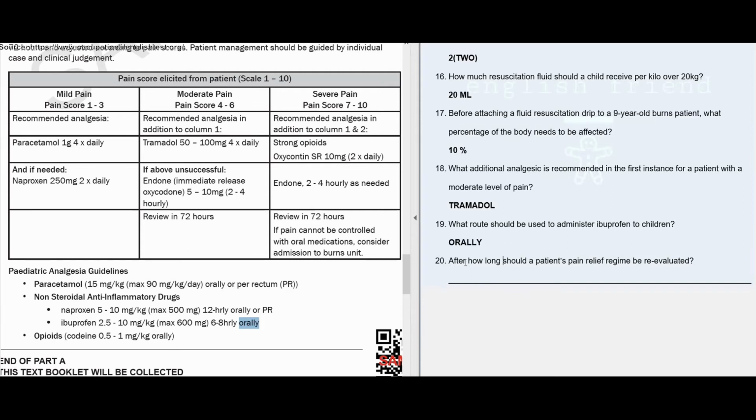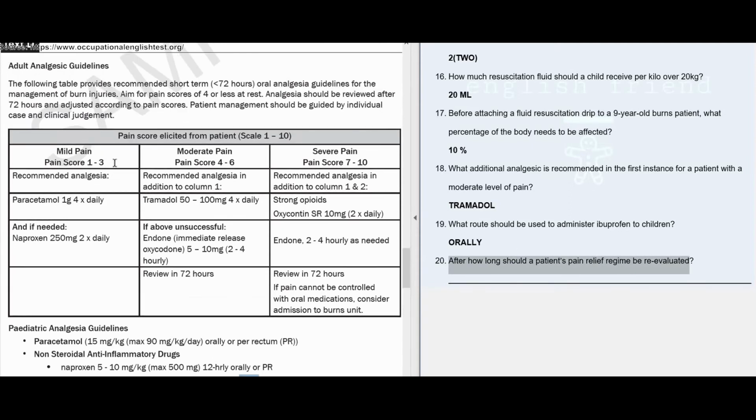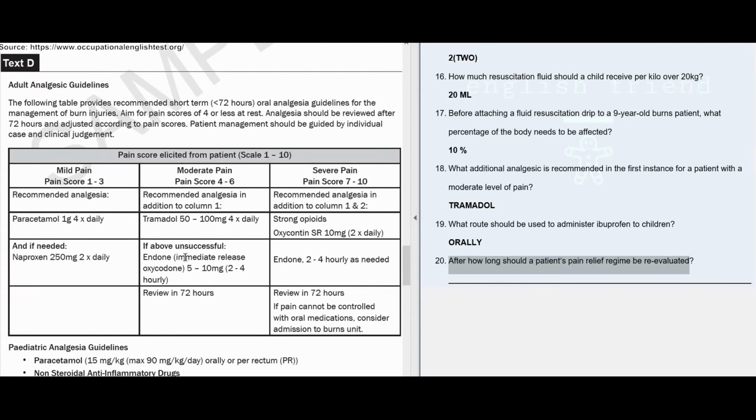Now the last question. After how long should a patient's pain relief regime be re-evaluated? So from the same text D, it is quite clear that review must be done in 72 hours, or again in the third column also you may find the same information, review in 72 hours. So answer for question number 20, it's 72 hours.